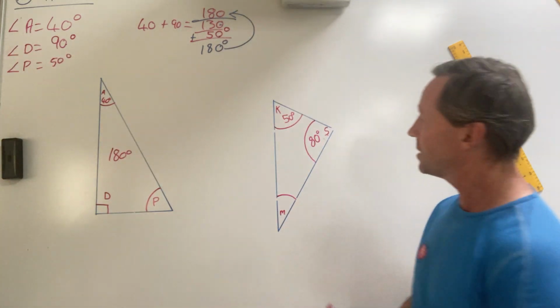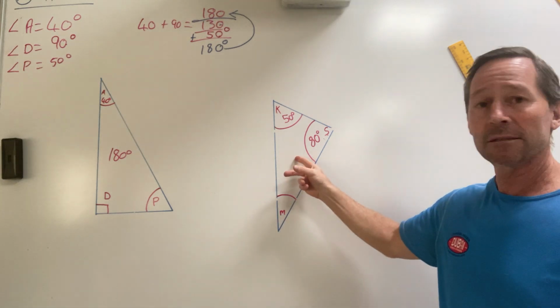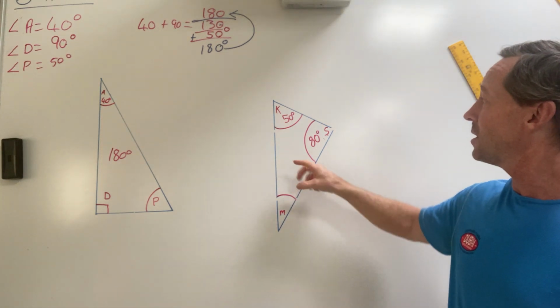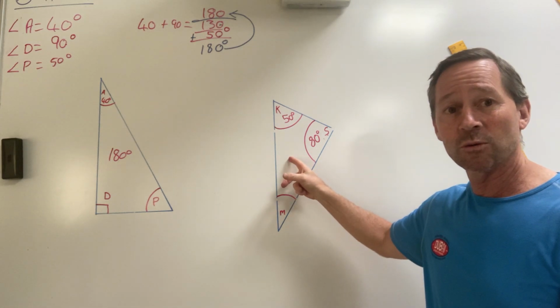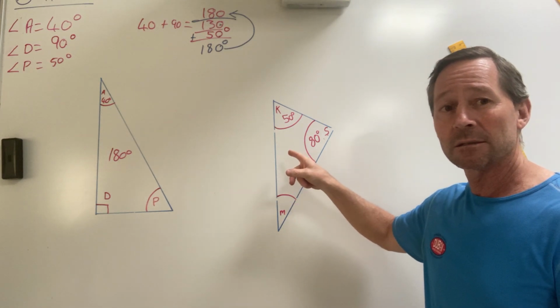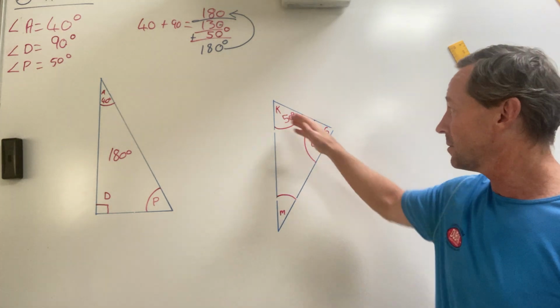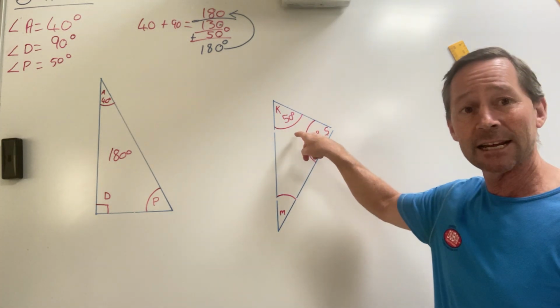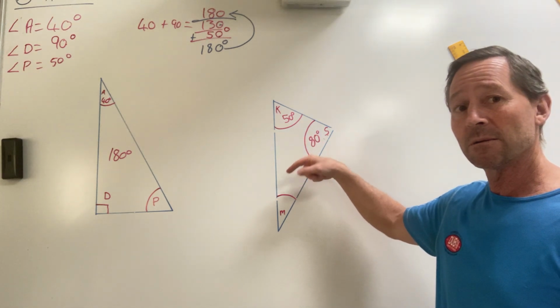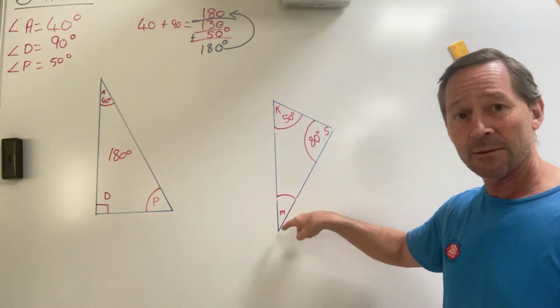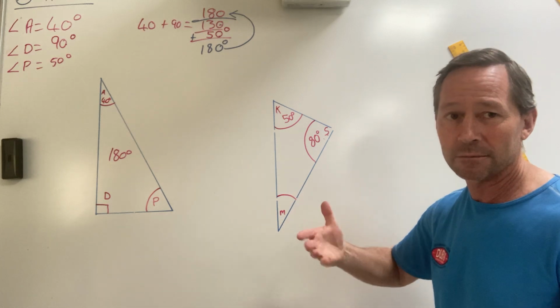Come up to this one here. Clearly, same situation, we need to add up what we can see and then minus from the internal degrees, 180. 180 minus, plus these two numbers together, which will give you 130. 180 minus 130 gives us M, which is, yeah, you know the answer.